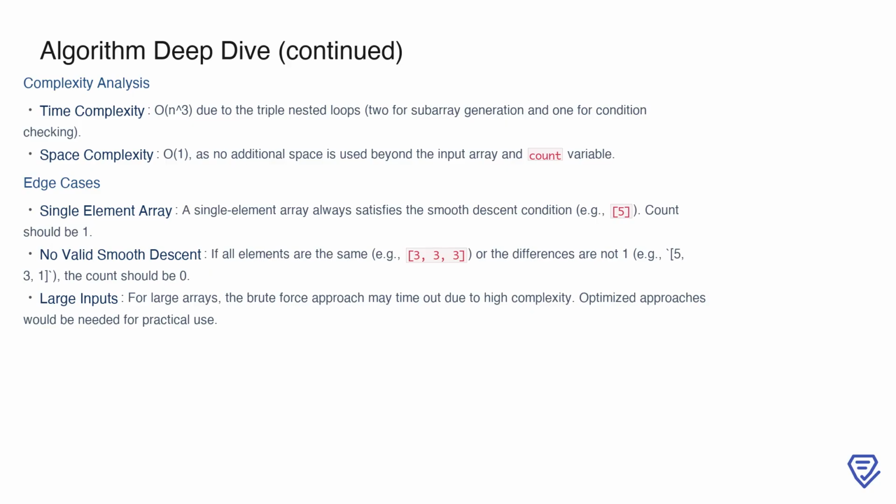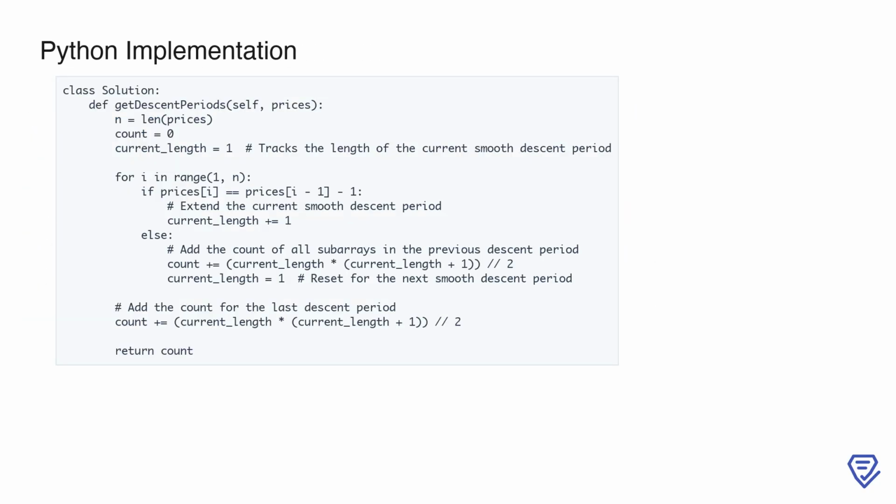For larger arrays, the brute force method becomes computationally impractical due to its high time complexity, requiring more efficient algorithms for real-world applications. Addressing these edge cases and considering performance limitations ensures the algorithm is both accurate and well-prepared for various scenarios. This solution efficiently calculates the total number of smooth descent periods in the prices list.